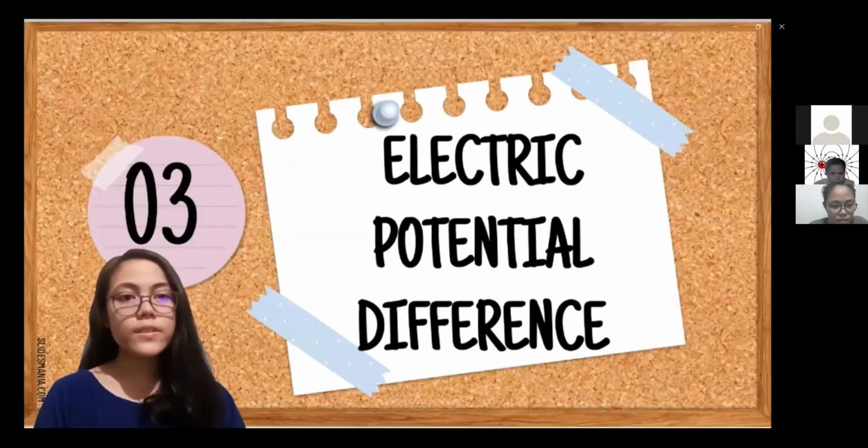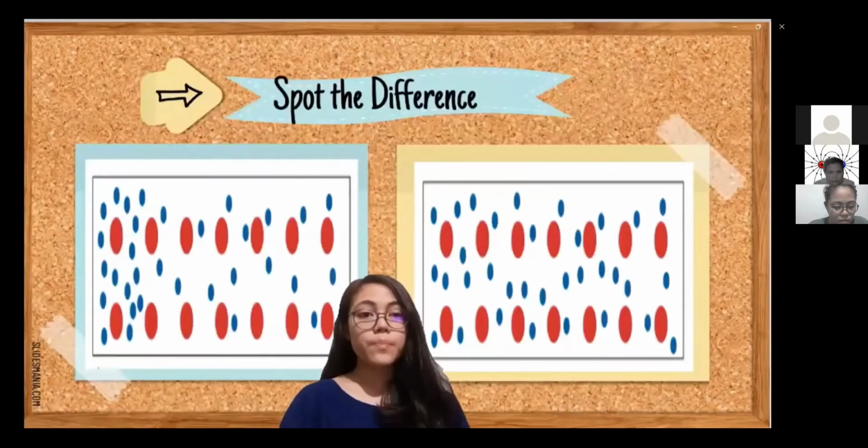Now, let us move on to the electric potential difference. Spot the difference. There are two pictures on the slide, and you might notice that there is a difference between the distances or compactness of the particles. We all know that potential difference is always measured between 2 points. So when there is a potential difference between 2 points, this means that the charge will tend to flow from one point to another. In this example, specifically the left one, the bunching up of electrons that repel each other means that there is a potential difference between the left end and the right end of the conductor.